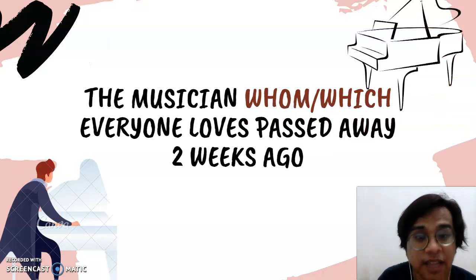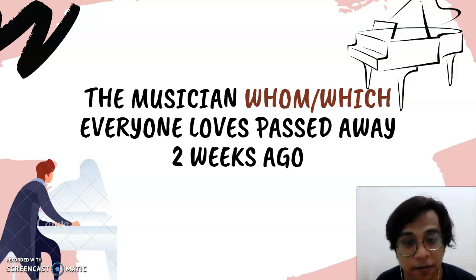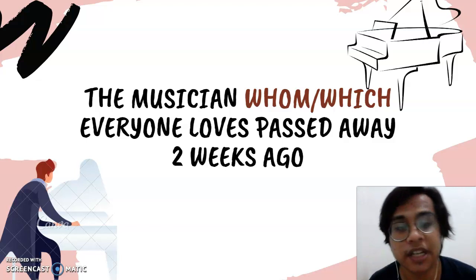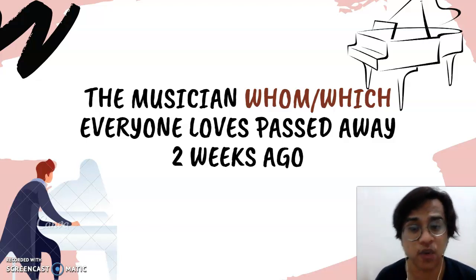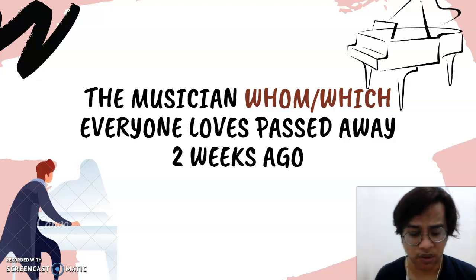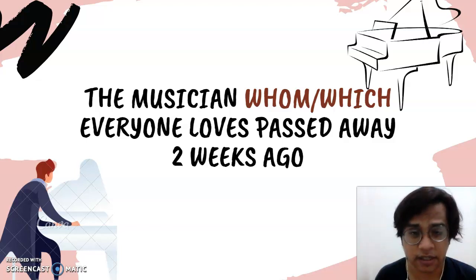The last one, the musician, the options are whom or which, everyone loves passed away 2 weeks ago. So what do you think the answer is? The answer is whom. So the sentence must be, the musician whom everyone loves passed away 2 weeks ago. Why is the answer not which? Because here we talk about a person. We do not talk about things or animals. So the correct answer is whom.